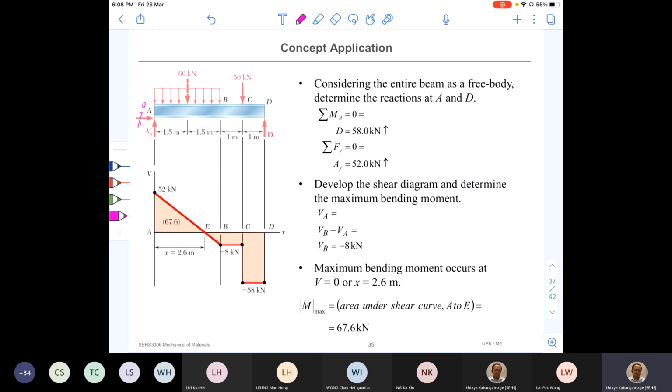Okay. Then I have AY and D that I need to find out. So shall we do it first? Calculate the, sorry, not the moment, the axial reaction force AY and reaction force D. So we can find out the D here by taking the moment about A, sum of moment about A equal to 0.